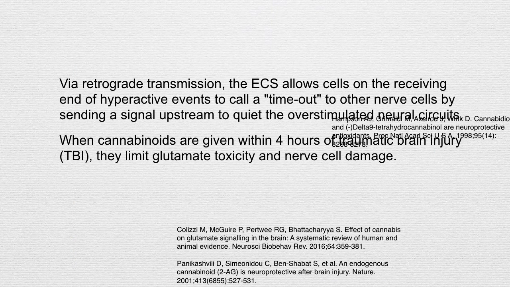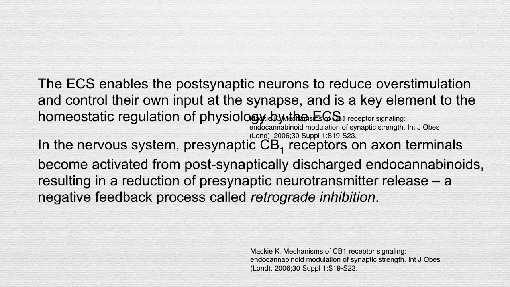So, as I mentioned, retrograde transmission, the endocannabinoid system allows the nerve cells on the receiving end of hyperactive seizure events to call a timeout to other nerve cells. And interestingly, when we give cannabinoids within 4 hours of traumatic brain injury, they limit glutamate toxicity and nerve cell damage. So the glutamate toxicity happens in stroke, and it can happen in seizures as well. The cannabinoids can limit and protect our nervous system against that.